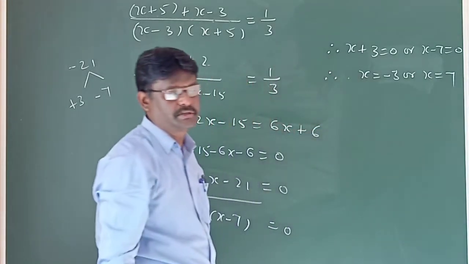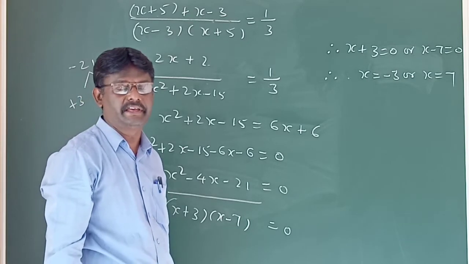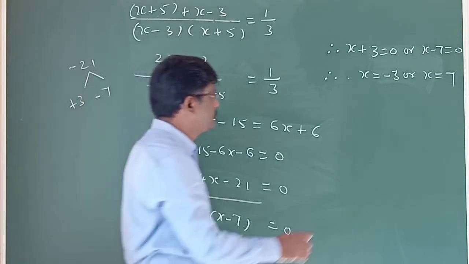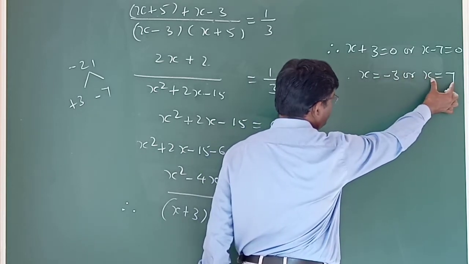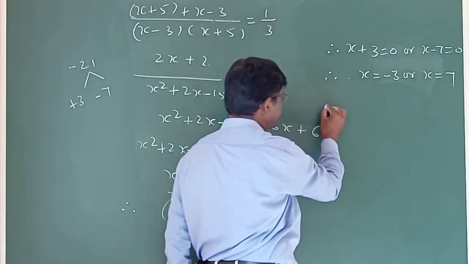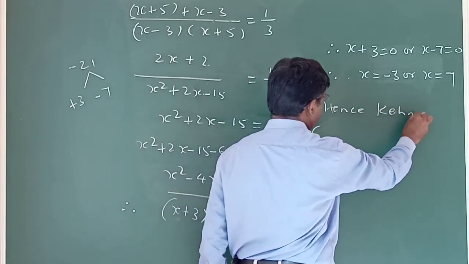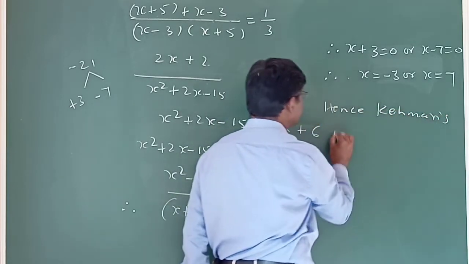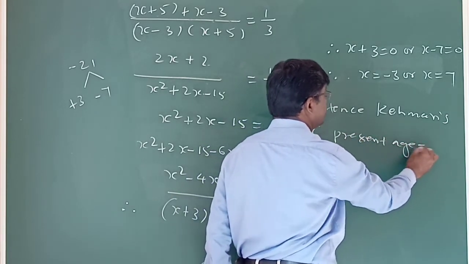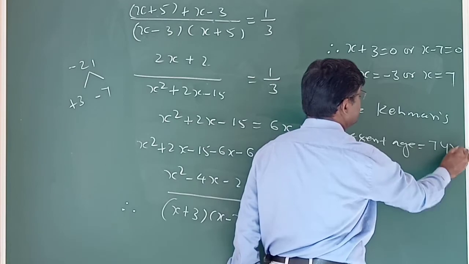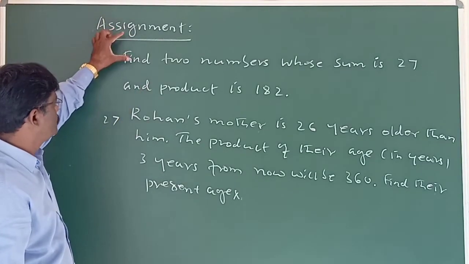What was our assumption? We started with the problem: let Rahman's present age be x. Now, therefore, here x, age, cannot be negative. That's why we have to take this 7. Hence, Rahman's present age will be equal to what? 7 years. Okay. Now children, just two assignments.